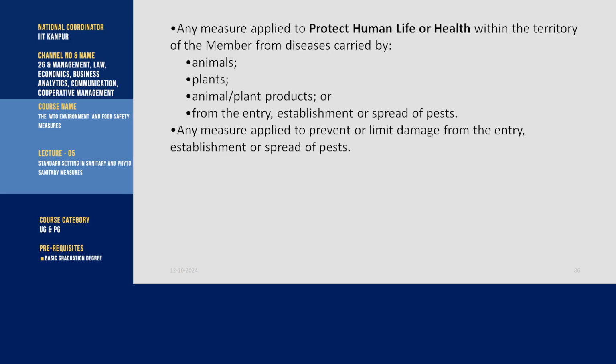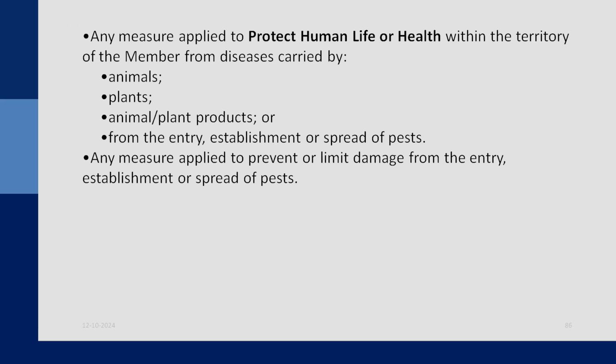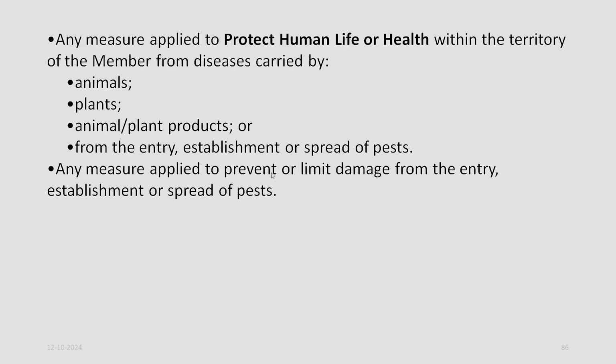Animal plant products, or from the entry, their entry into the member states, the market of the member states, their establishment, that is like if there is, let's say, a warehouse, or there is a storing place, or there is a place where the raw stuff that is introduced in the system or in the country can be processed in the foodstuff. So that is also included here in terms of establishment or spread of pests.